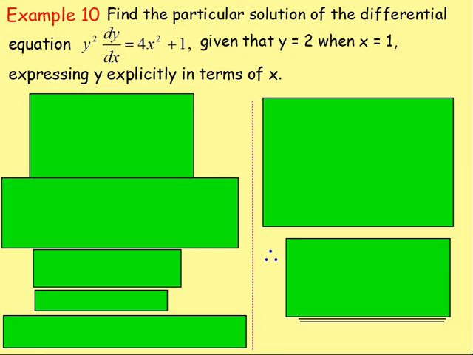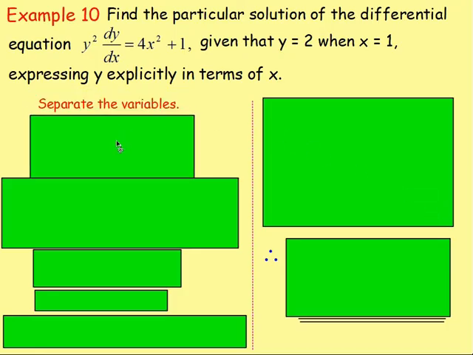The first thing that you have to do, Chelsea, help us out. Perfect, you want to separate the variables. So, separating the variables, we can see that we've got y squared and dy on this side, we've got 4x squared plus 1 on this side. Really, y is over here, x is over here, but we've also got this dx.